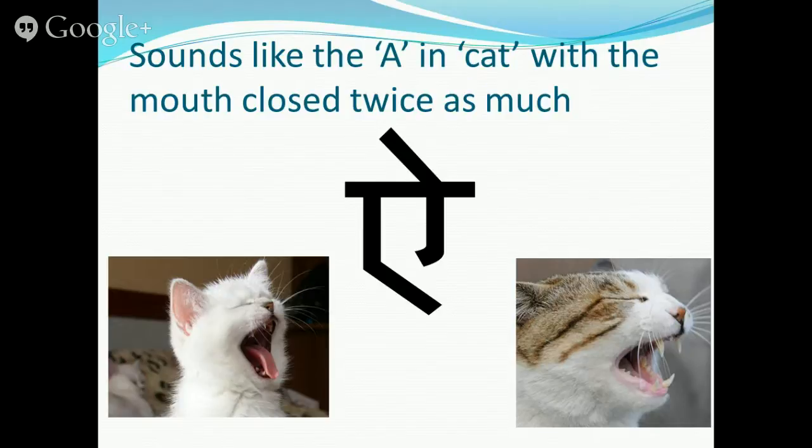Cat. You heard it? One more time. Cat. So right about the halfway point, when I close my mouth twice as much as it was open for cat, it became the Hindi sound. So what you can do is practice saying the vowel in cat and close your mouth twice as much until it sounds like the Hindi sound. Same goes in reverse. If you open your mouth wide, it will go back to the vowel in cat. So practice that at home.